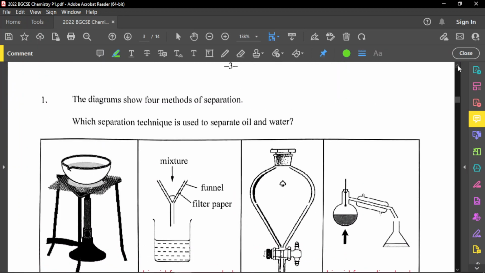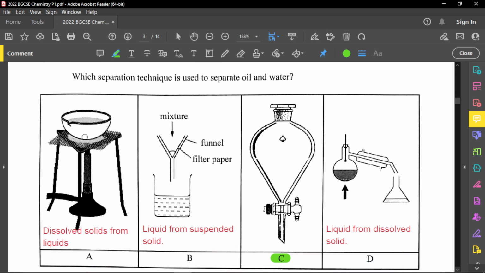For question number 1, it said the diagrams show 4 methods of separation. Which separation technique is used to separate oil and water? Let's look at the diagrams and notice this is an evaporating dish. It is used to separate dissolved solids from the liquid. Again, the liquid will evaporate and leave a solid behind. For example, salt water. If you want the salt, then evaporate the water and leave the salt behind. Now, this is a filter funnel, which really separates liquid from suspended solid. For example, you have stone in water. You separate the water from the stone.